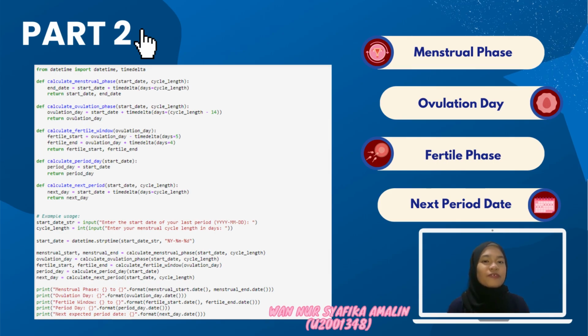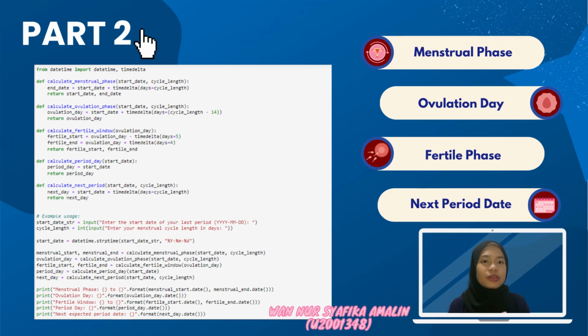For the fertile window phase, the first day of the fertile window can be calculated by subtracting 5 days from the ovulation date, and the last date of the fertile window phase is by summing up the ovulation date with 4 days. For the expected date of the next period, use the duration of their cycle, which is the cycle length, and sum it with the first day of their last period.